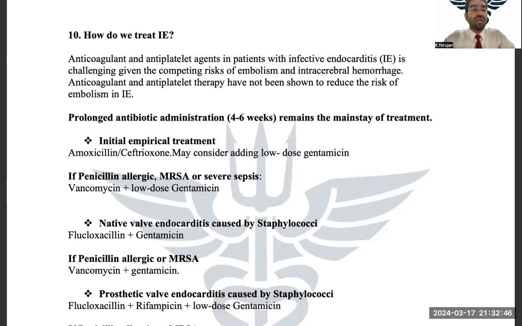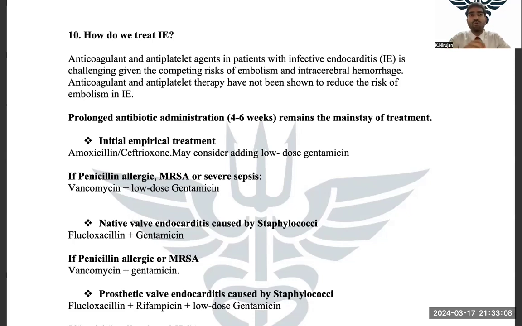Why? Because as I told you, infective endocarditis can give rise to septic emboli, and you can have mycotic aneurysms. So there's a high chance when you give anticoagulation, you can have that aneurysm rupture and you can get an ICH. So this is commonly asked in the long cases. Even for MD graduates, they ask it.